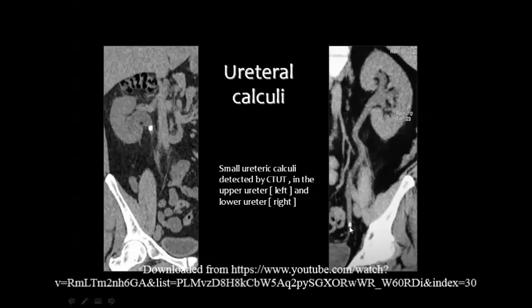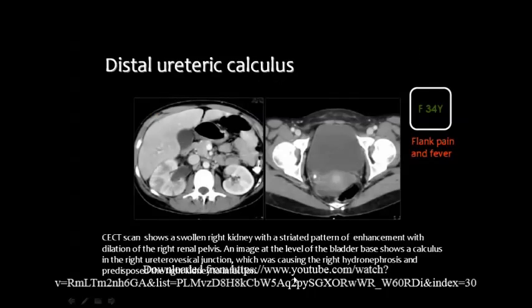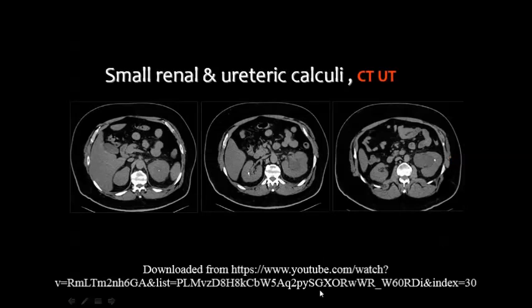This is a stone in the distal part of the ureter with proximal back pressure effect, and this is a stone in the upper part of the right ureter with distension of the renal pelvis proximal to it. And in this CT scan, you can see the left kidney is good, but the right kidney is enlarged and the renal pelvis is distended. Then going down into the pelvis, you can see the cause, which is a small ureteric stone near the vesico-ureteric junction.